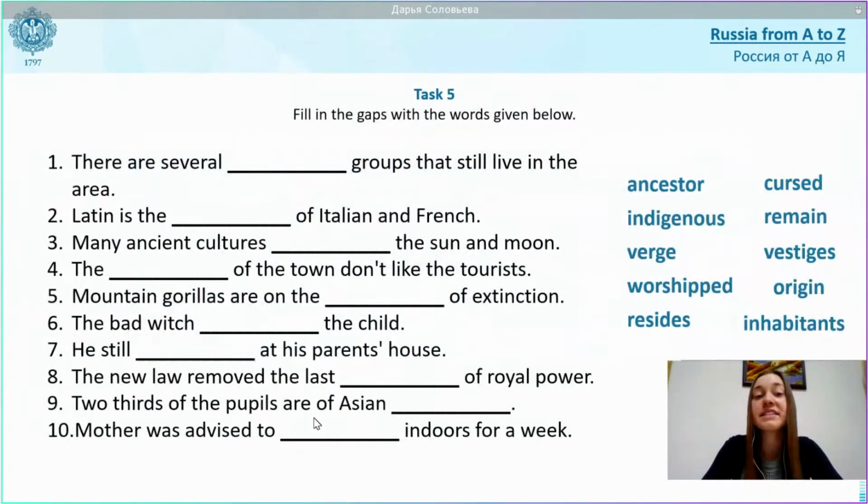And now, let's fill in the gaps with the words given. These are the words from the text. Some of them are new for you, some of them maybe not that new, so it will be easier. Let's read the first sentence. There are several groups that still live in the area. And you should choose one of these words: ancestor, indigenous, verge, worshipped, resides, cursed, remain, vestiges, origin, inhabitants. So there are several. I give you 5 seconds to think.